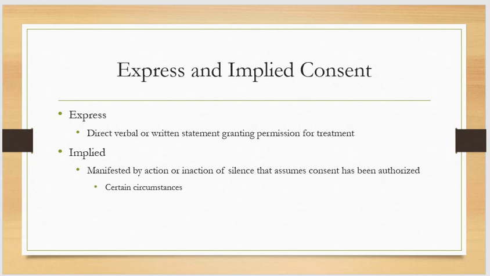An example would be if the surgeon finds more extensive pathology than they originally planned or thought they would find, and then they end up having to do a more invasive procedure to treat that patient. So in this case, if the family can't be contacted, implied consent could potentially be assumed.